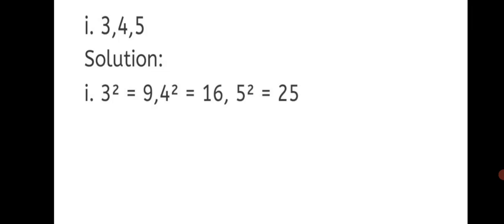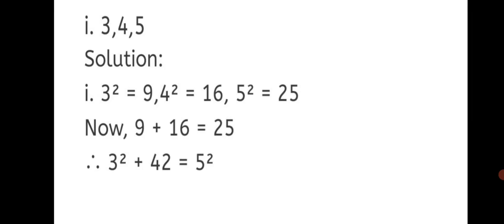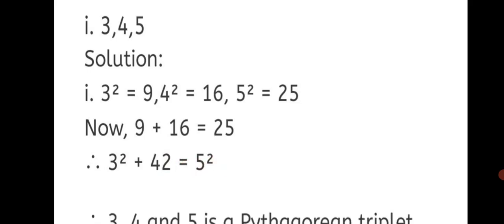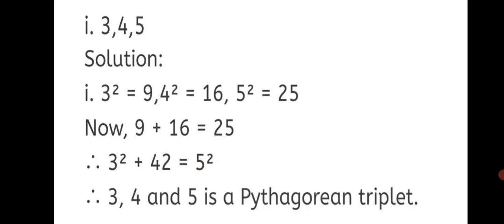So which two numbers we shall add? Yes, 9 plus 16. So now 9 plus 16 gives us 25. Now check the square of the biggest number. 5 square is also 25. That means we can say that 3 square plus 4 square, it's shown 42 by mistake here, it's 4 square, 4 raised to 2. 3 square plus 4 square is equal to 5 square. Hence, 3, 4 and 5 is a Pythagorean triplet.